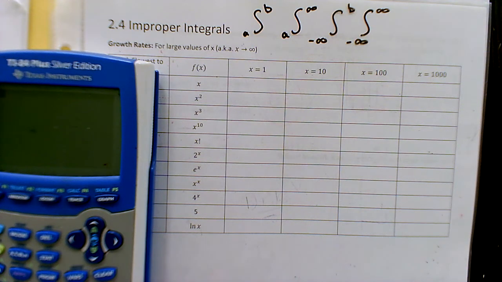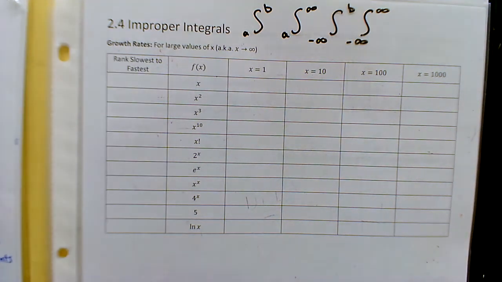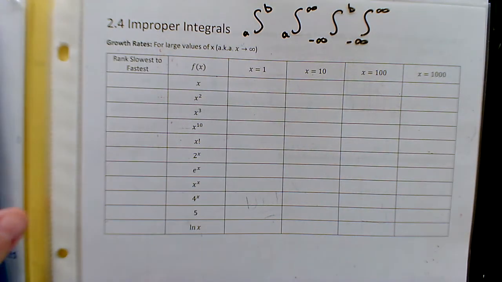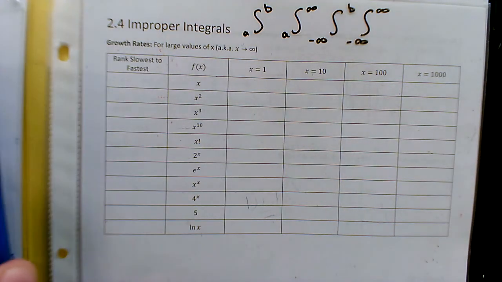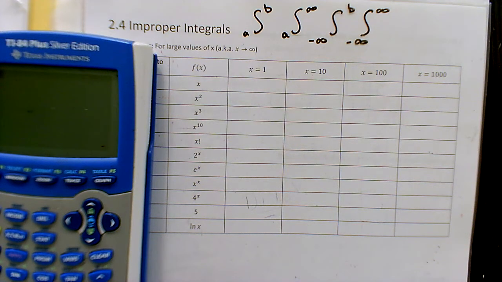The chart on page 83 might look a little familiar to you guys because we did something like this a little bit last year. To help us with these improper integrals, we're going to start to analyze growth rates of functions, like what types of functions grow faster or slower than other ones. Maybe you might remember growth rates, like which functions grow faster than others, but we're going to investigate this idea using a calculator.